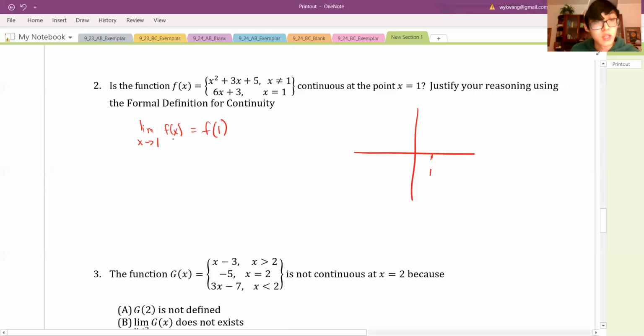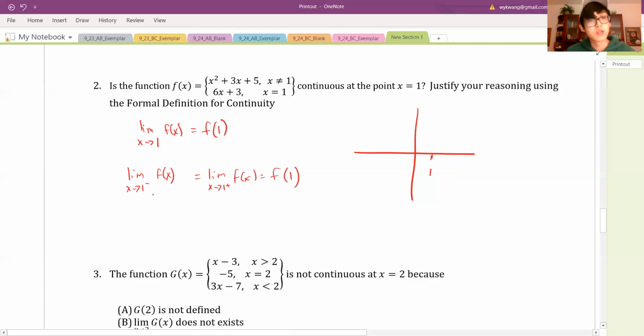So let's just say the limit of f of x as x approaches 1. Intuitively, I already know that's going to be true, because we already drew this function everywhere besides x equals 1. So I know from the left and the right they're coming to the same point. But let's just test it out. The limit as x approaches 1 from the left of f of x is equal to the limit as x approaches 1 from the right of f of x, is equal to f of 1.